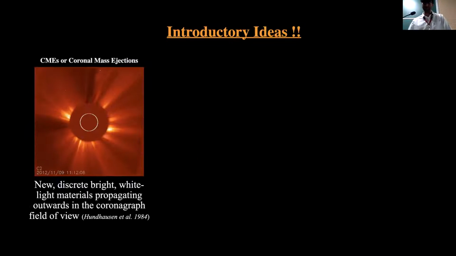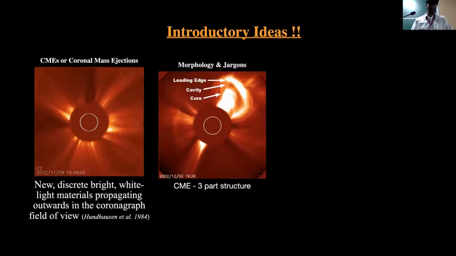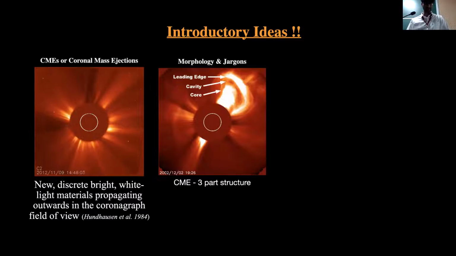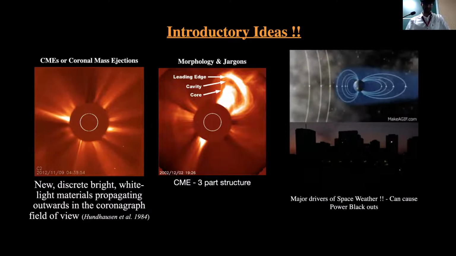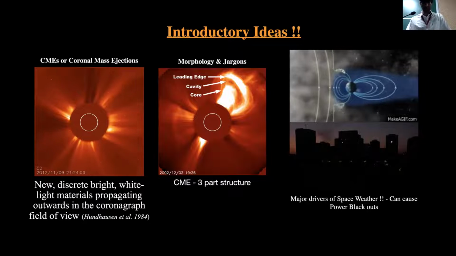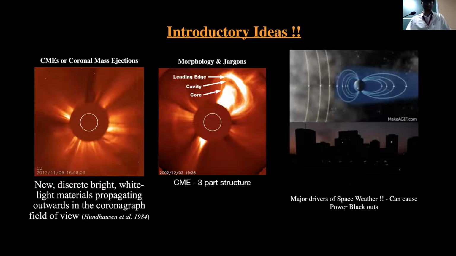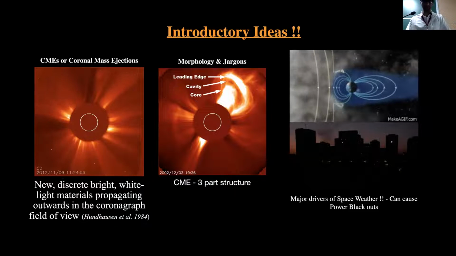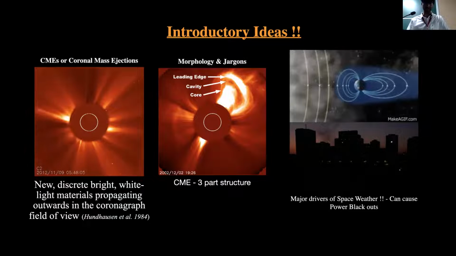Although the basic ideas have already been introduced by the previous speakers, I'll just briefly touch upon them. So CMEs are violent explosions of plasma and magnetic field happening at the solar corona. Most generally, they're defined as discrete bright white light features propagating outwards in the coronagraph field of view, and they are known to show this famous three-part structure in the white light coronagraph images with the leading edge, the cavity, and the core. Also, apart from a scientific point of view, they are also of ample interest from a technological point of view, because they are the drivers of space weather, and they can create huge geomagnetic storms and cause a threat to power grids, satellites, etc.